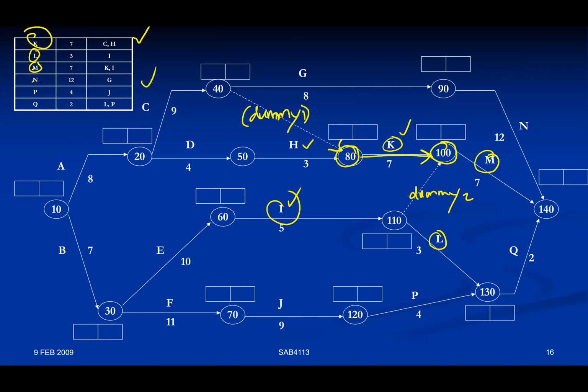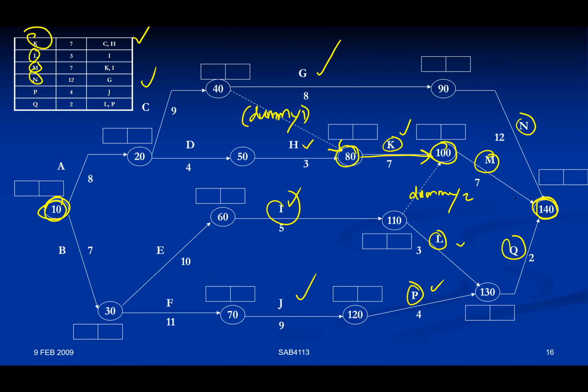Then N. Where is N? N is here, connected from G. Then P. P is here, connected from J. And then Q is connected from both L and P. And then we close with one node. We start with one node and then close with one node. You notice that all the activities are interconnected together.